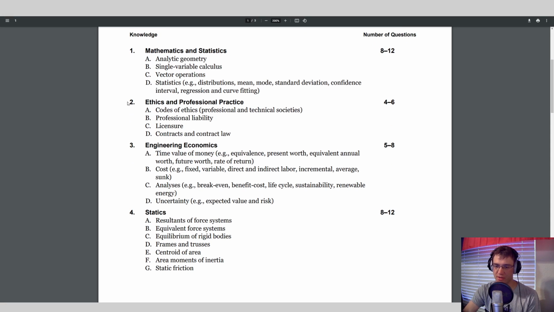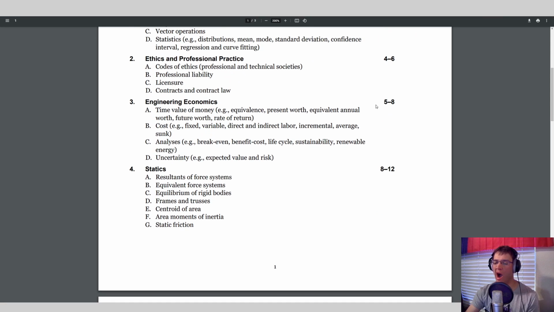Next, ethics and professional practice: a code of ethics, professional liability, licensure, contracts, and contract law, 4 to 6 questions. So just some understanding of how the licensure applies legally, and what the consequences are of possibly having some unethical behavior, or any, I guess, sort of malpractice, but not a super heavy component of the exam.